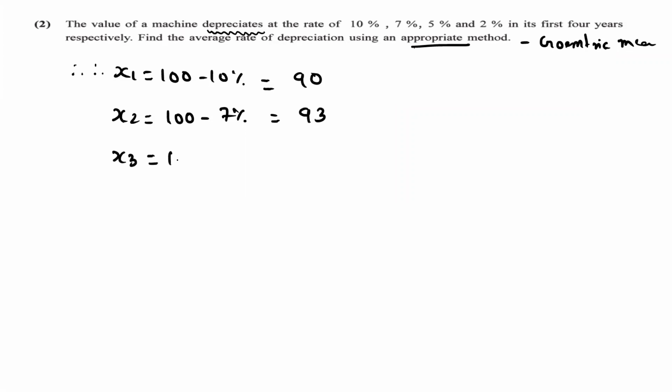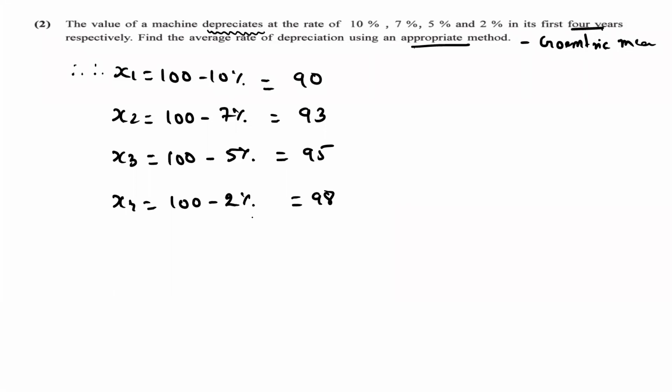Here x1 is equal to 100 minus 10 percent, that is 90. Now the second variable: 100 minus 7%, that is 93. Now what is my third variable? 5%, 100 minus 5, that is 95. What is the fourth variable? 2%, that is 98. So these are my 4 variables, the values for the first 4 years.